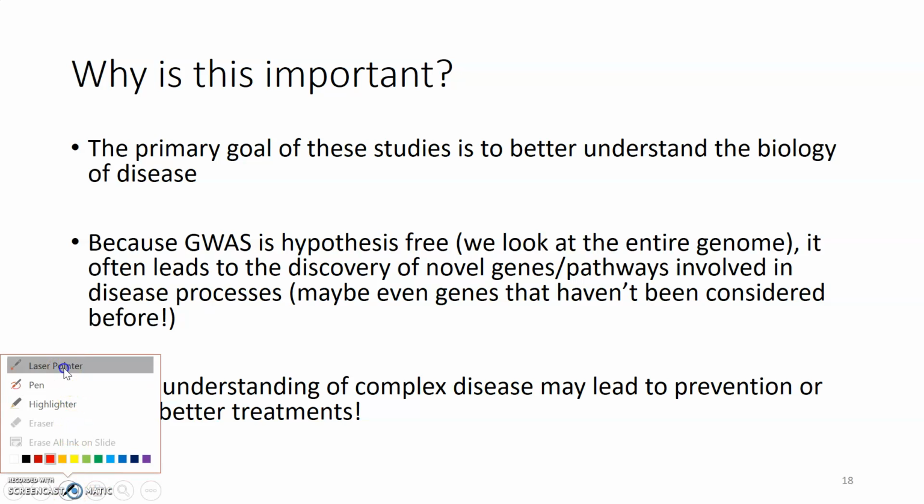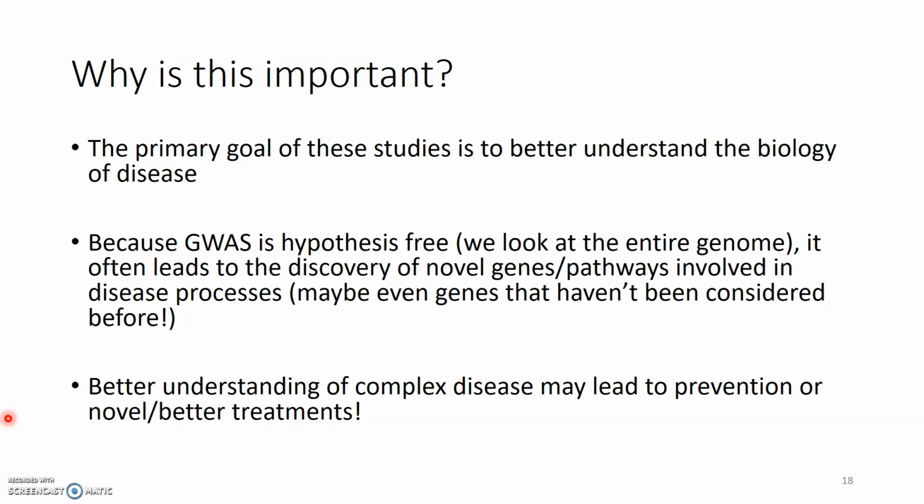Now, I'd like to return to why a GWAS is overall important. The science and the statistics underlying it are great, but why is this important to us as experimenters who are interested in bioinformatics and finding genes that may be involved with a particular disease? The primary goal of these GWAS is to better understand the biology of the underlying disease or phenotype.